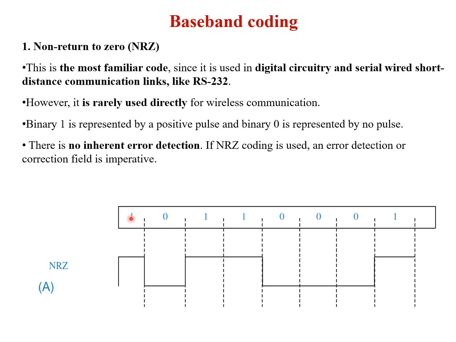Let us take one example. The given data is 10110001. How are ones and zeros represented in NRZ? 1 is represented by a positive pulse, and 0 by absence of pulse or no pulse. Again 1 is represented by a positive pulse of some amplitude. Again positive pulse for 1, then 0 no pulse, then 1 again a positive pulse. So this is how ones and zeros are represented in NRZ coding.